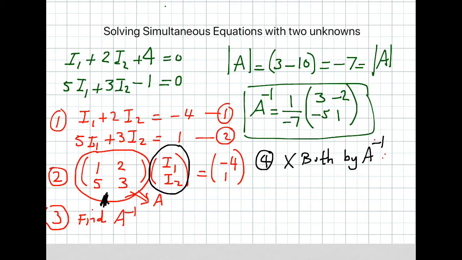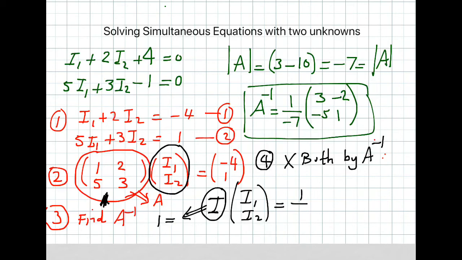That should give us I1, I2 on one side, and when you multiply A by A inverse, you get I, which is the unit matrix. Don't confuse it with the I1, the current value. So this value here is equivalent to 1. So you multiply both sides.